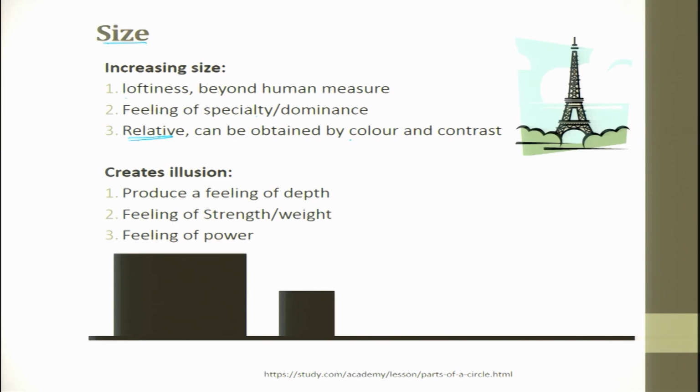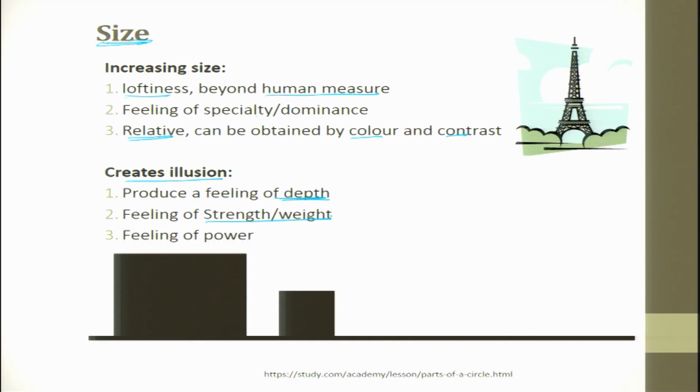So, relative size can be obtained by color and contrast with the background. Loftiness is beyond the human measurements. So, you can see these are the size features which play a very important role while designing, and in the creation of illusion. An illusion is something like a feeling, right? It can produce a feeling of depth, and a feeling of strength and weight.